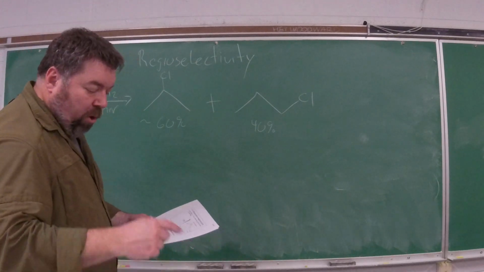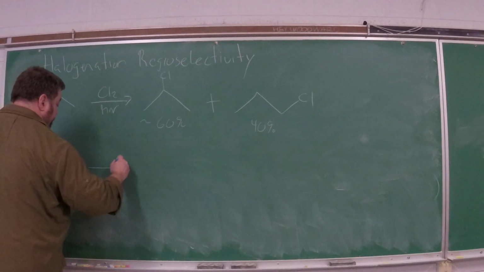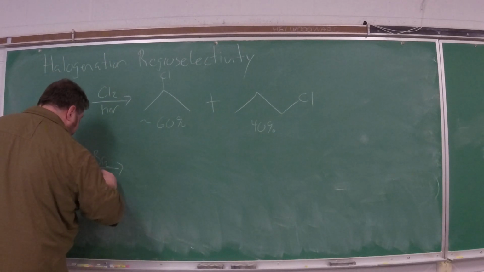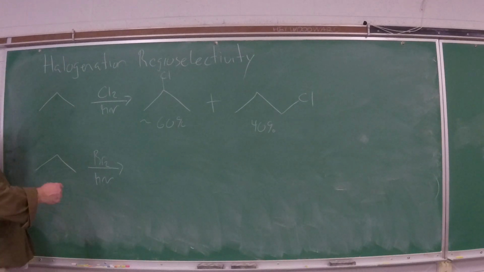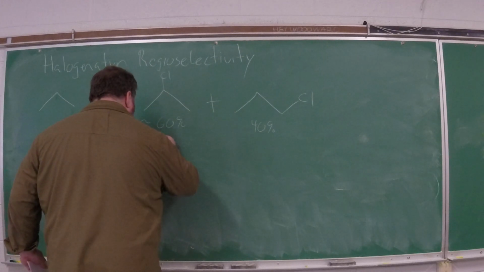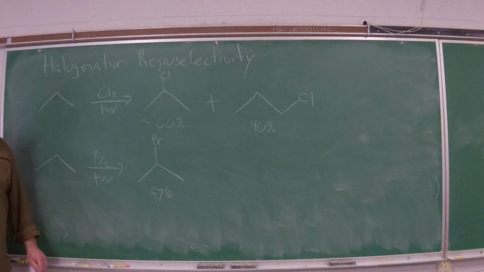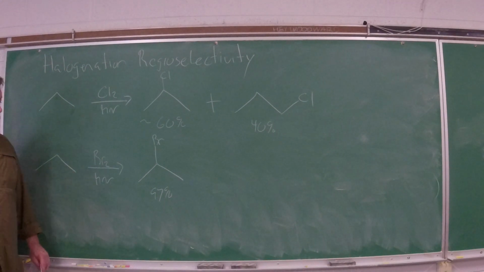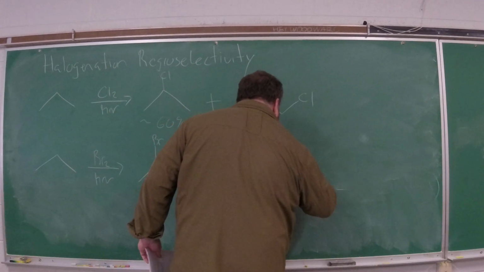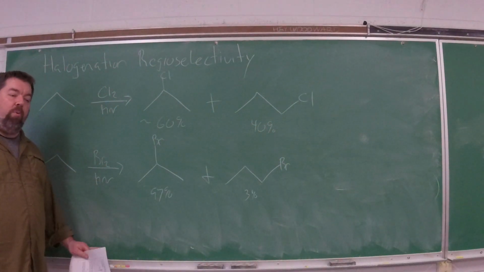Let's take a look at bromine here real quick, and then I'll have to come back. Let's do this with bromine. You're probably thinking we're going to get pretty much the same result, which wouldn't be a bad guess, but actually you don't. You get the vast majority of the bromine going onto the secondary carbon, while only 3% goes onto the primary. So the bromine is more regioselective, right?